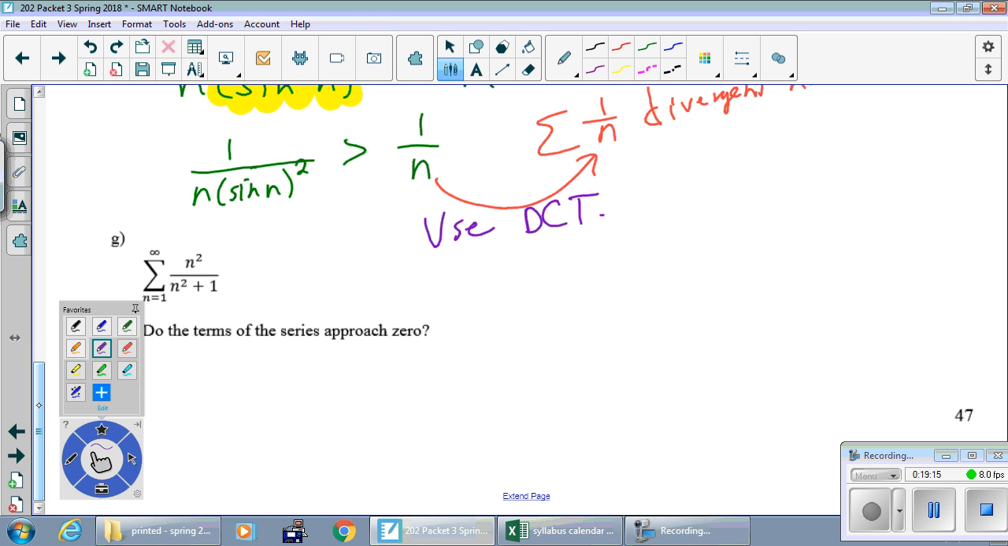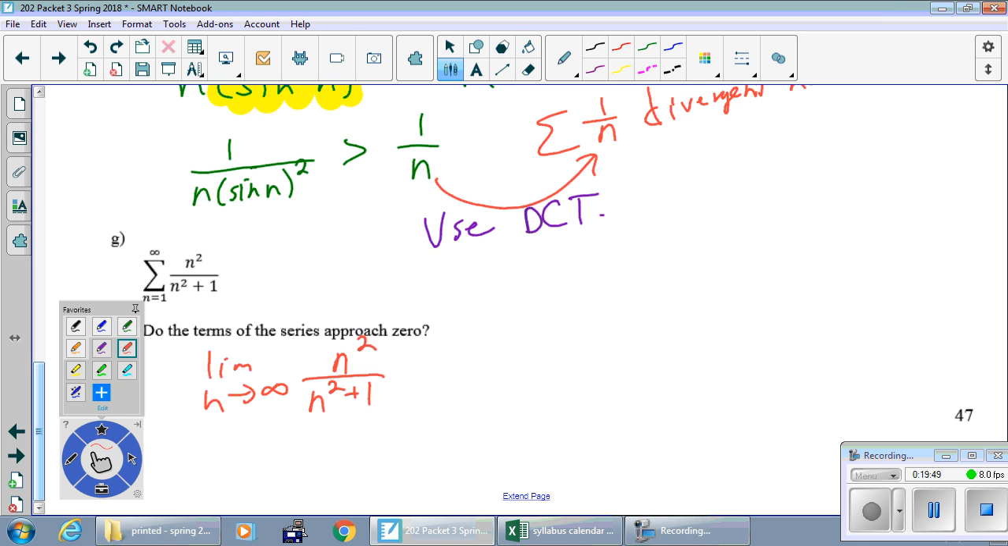Okay, and then finally G. n squared over n squared plus 1. Do the terms of the series approach 0? Well, let's take a look at this thing. So we've got the limit as n goes to infinity of just the terms. And I know there are a lot of limits in our series tests, but this is not comparing this series to another series, and this is not taking the next term of this series and dividing it by the current term for the ratio test. This is just straight up looking at the terms of the series.